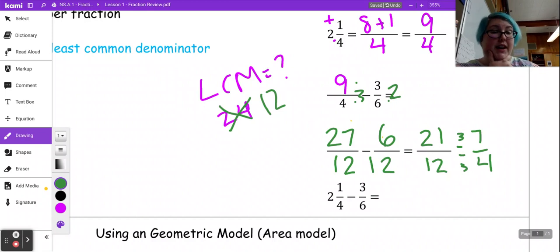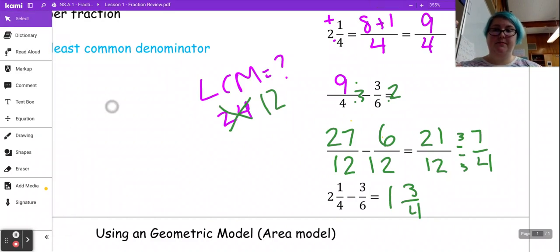So we are simplifying that fraction down into 7 over 4, and then we take it and we turn it back into a mixed fraction. That is 1 3/4, because 7 minus 4 is 3. We have 3 left over.